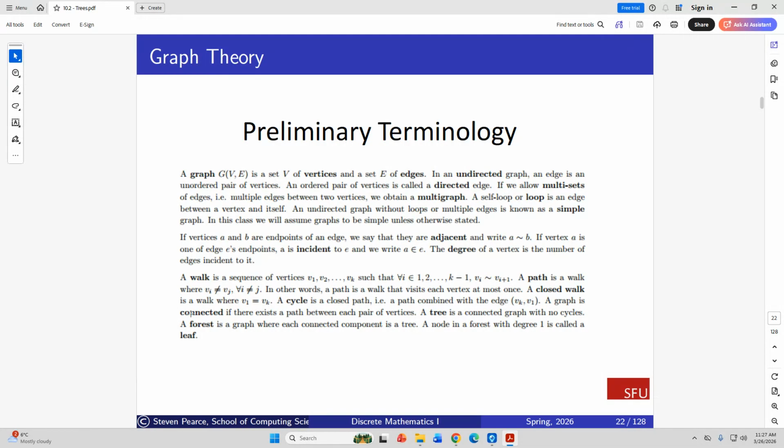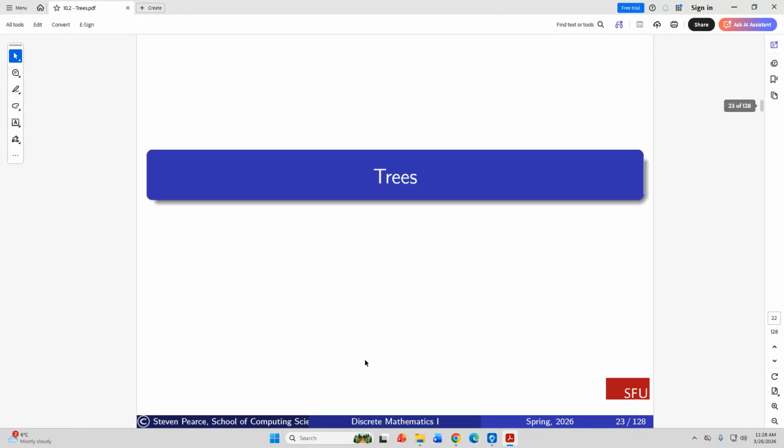A graph is connected if there exists a path between each pair of vertices. So you can go from one vertex to any other vertex in the graph. That means it's connected. Don't forget that. A tree is a connected graph with no cycles. That is one definition of the many ways of defining a tree. You know what a forest is already. It's just a bunch of partitioned trees, okay? So now we'll talk about trees.